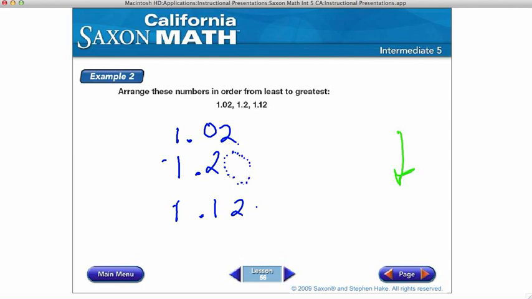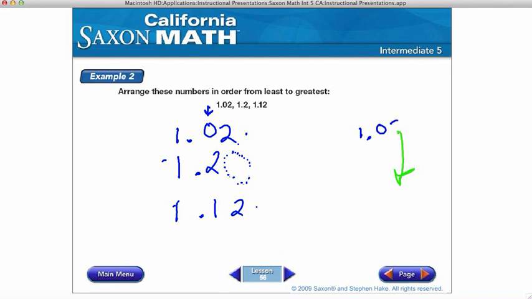Okay, so we're going to start from left to right. We see that in the ones column, they're all ones, so I can't tell which is bigger or smaller. Then I move over to my tenths column, and I have a 0, a 2, and a 1. If I think of this as money, my first number would be $1.02, my second number would be $1.20, and my third would be $1.12. So I know that $1.02 is smaller than anything else.